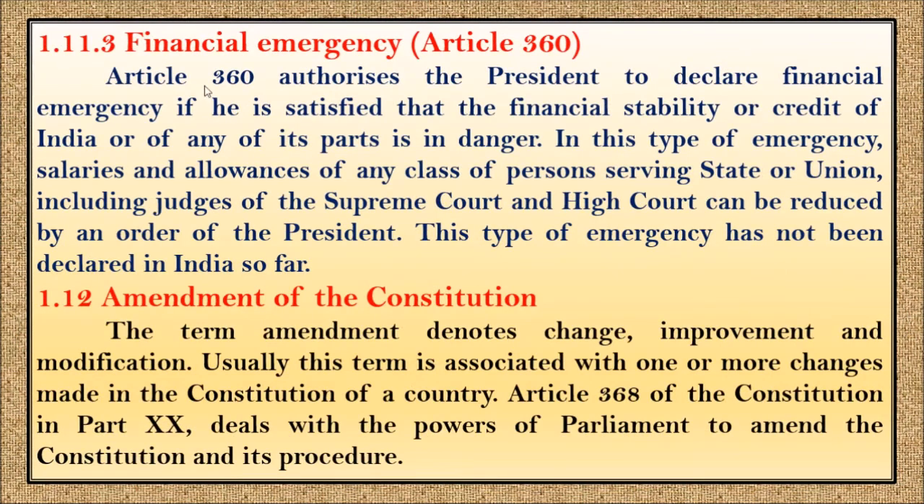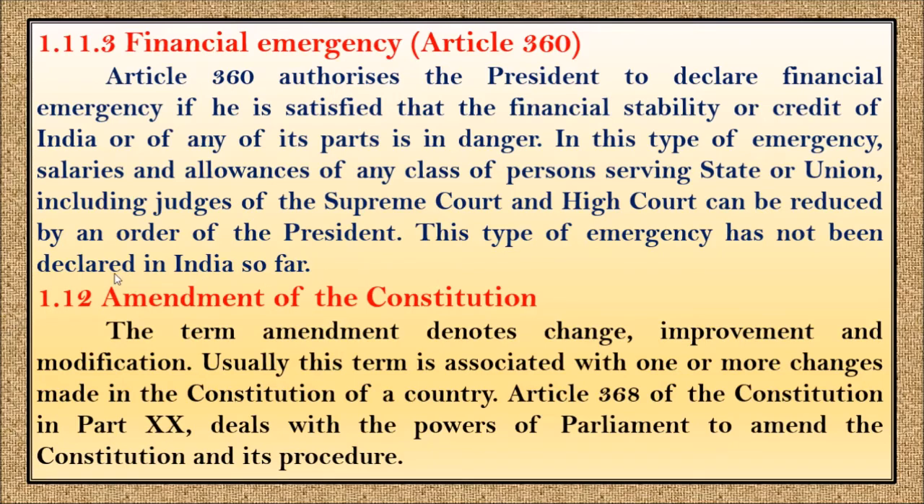Third one is financial emergency, Article 360. Article 360 authorizes the president to declare financial emergency if he is satisfied that the financial stability or credit of India or of any of its parts is in danger. In this type of emergency, salaries and allowances of any class of persons serving state or union, including judges of the Supreme Court and High Court, can be reduced by an order of the president. This type of emergency has not been declared in India so far.